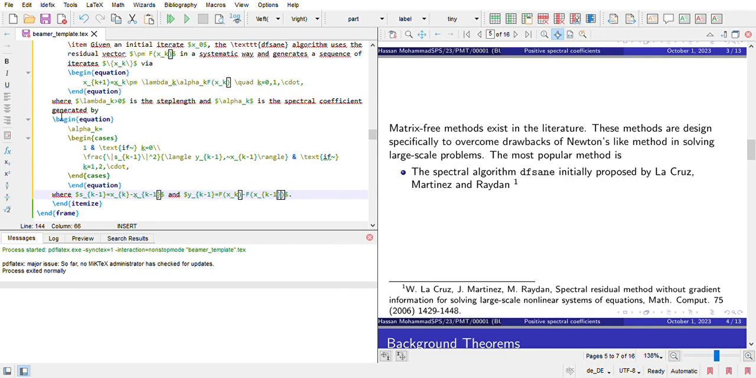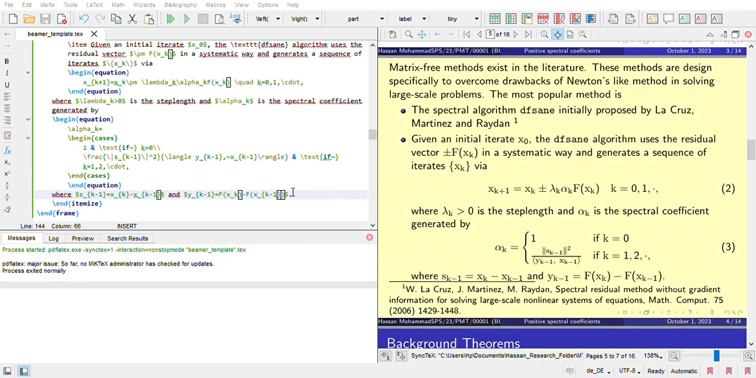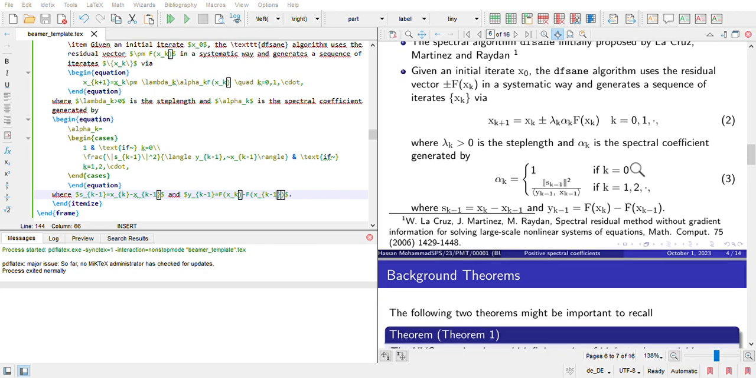So let us first of all compile to see, maybe we made some mistake in the syntax of the cases or whatever. If we see a mistake, we can correct it. Okay, so there is no mistake. Everything comes out, as you can see. x_{k+1} is that. Alpha k is that. You see, everything has come out.